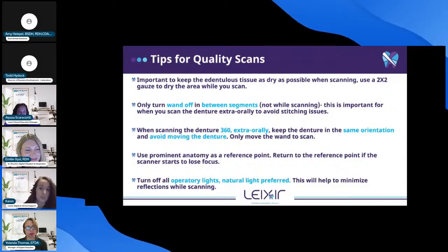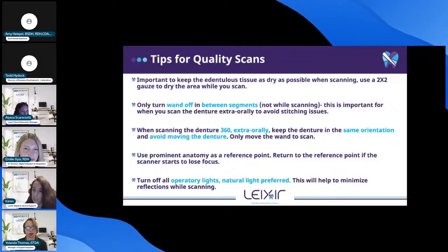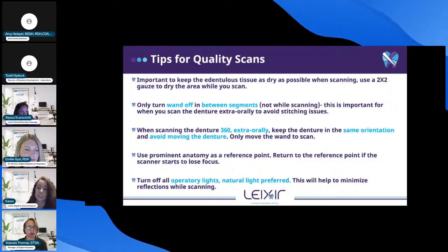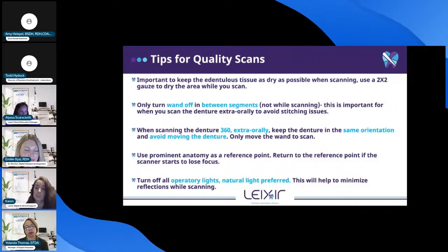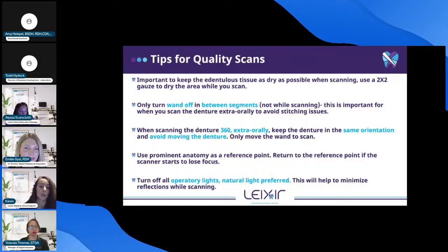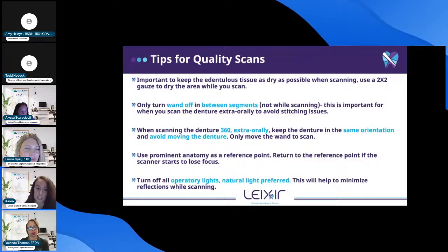A few major things: you want to keep the edentulous tissue as dry as possible when you're scanning. You can use a 2x2 and dry it with gauze as you scan. If your assistant's in the room, they can use an air water syringe, but you have to be careful, because sometimes when you're blowing that air, it will pop back up at you and get on the scanner wand. The camera will get a little dirty.